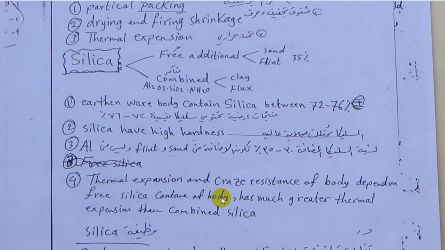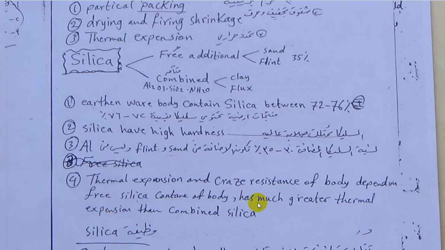In case the free silica is introduced, or is considered a major constituent of the body, exactly the object that we're actually dealing with here, the object will have much greater thermal expansion. If the body has free silica content, it will possess a much greater thermal expansion coefficient than the combined silica.